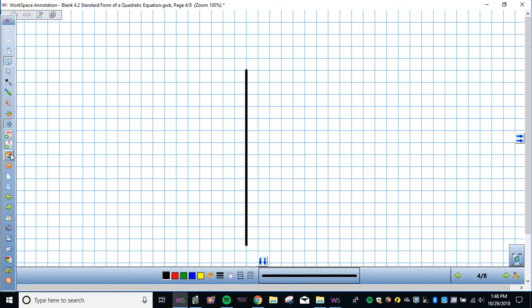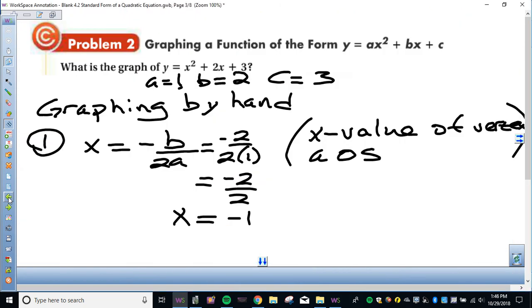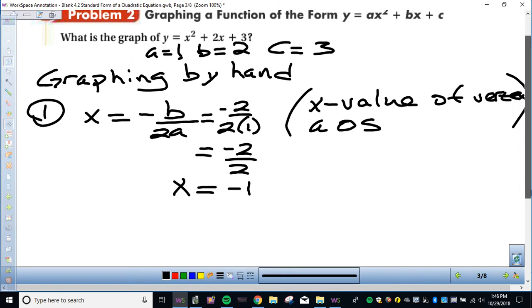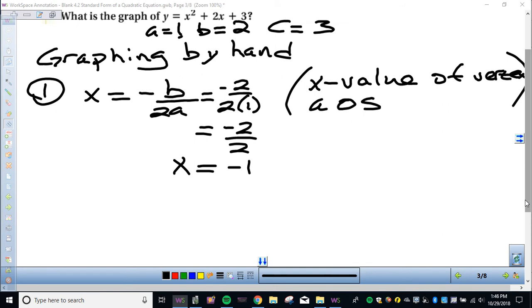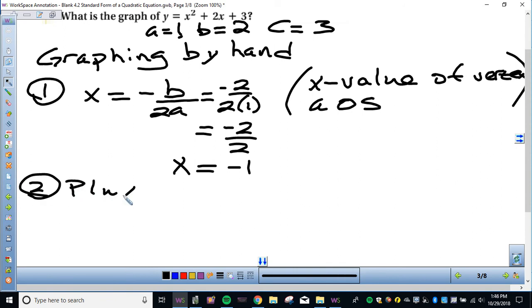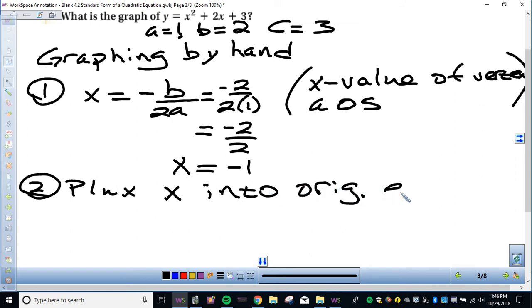Oops, that's not what I meant to do. So if we just go back, x equals -1, I'm going to hold off on that for now. Got our coordinate plane. Now we're going to plug in for step 2. Plug x in to find y. Into the original equation to find y.